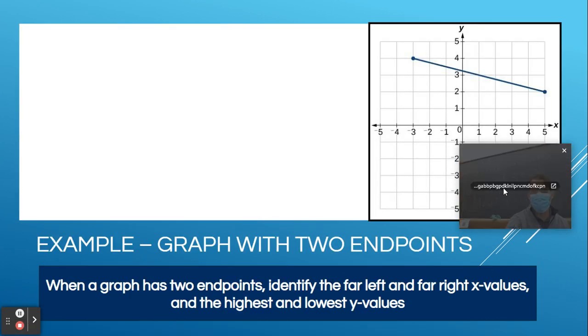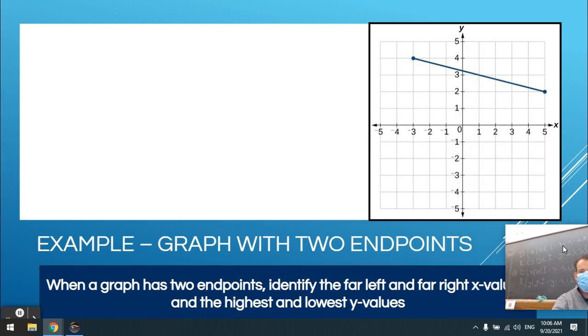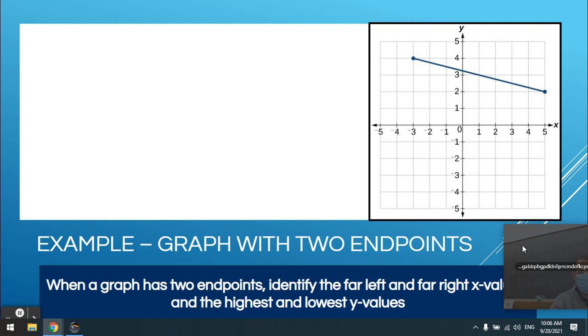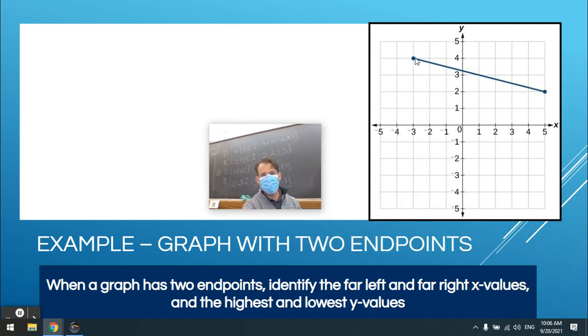So let's go forward and take a look. Here is a graph. It's a line, and it has 2 endpoints. We're noticing the endpoints there because we're seeing the little closed dot. The closed dot, when you see that on a function, it means including that point. So here, we have to identify the far left and the far right x values and the highest and lowest y values. And then we're going to say, what's the value of the function in between there?